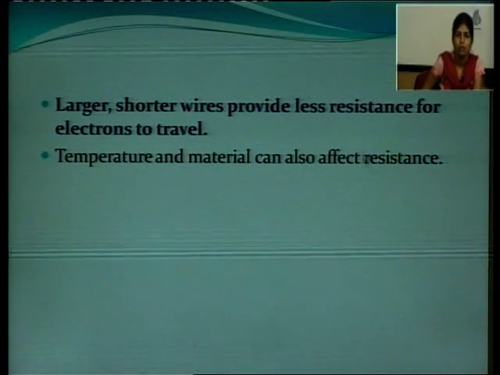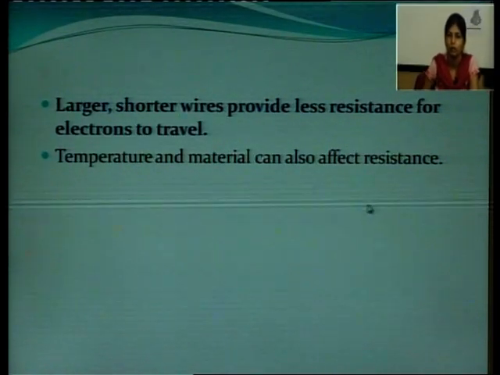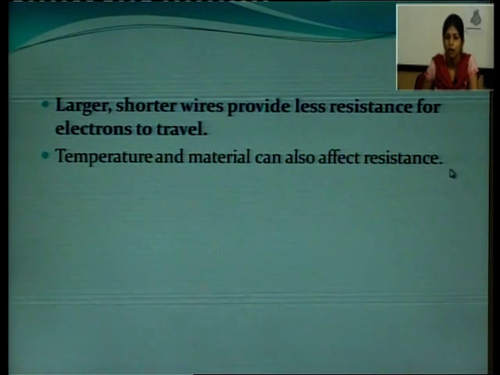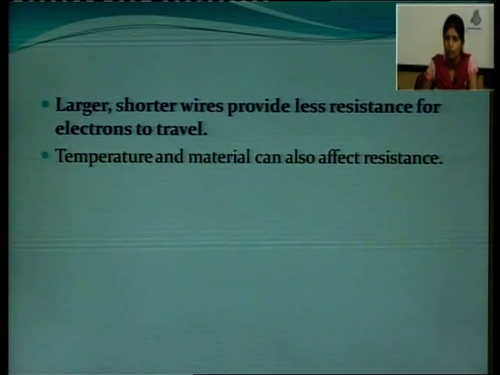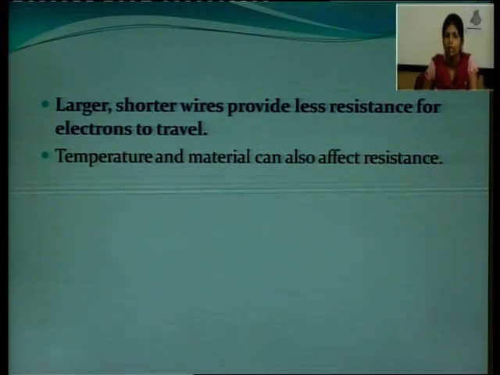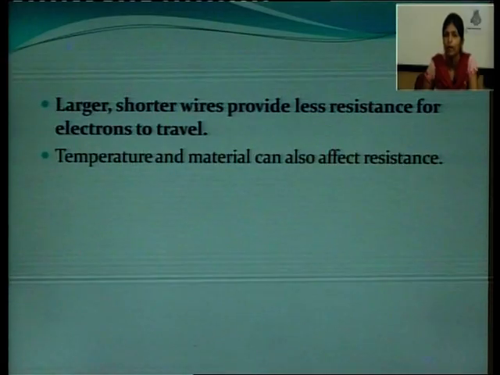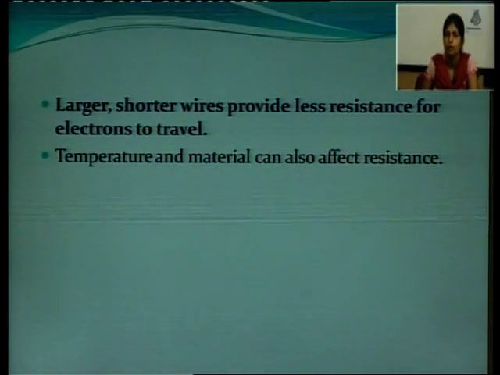So resistance is a main factor for the conducting material. If the value of the resistance is high, then the conductivity of that material is very less, and obviously if the resistance is less then the conductivity of that conducting material is very high.